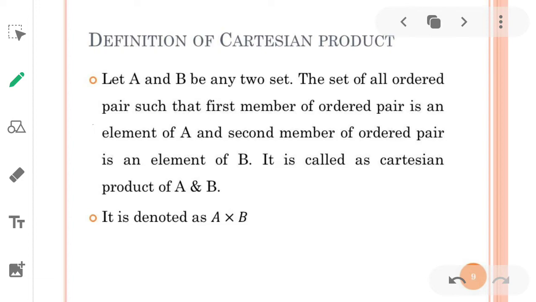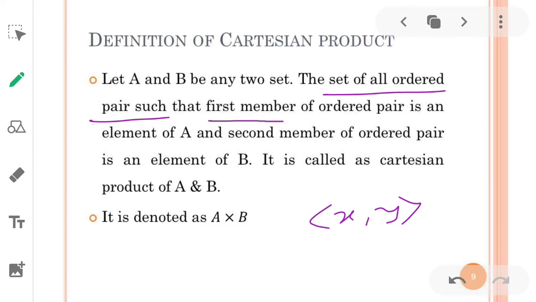So based on the concept of ordered pair, the Cartesian product concept is there. So here, let A and B be any two sets. First of all, what is Cartesian product? It is set of all ordered pairs. So how are these ordered pairs formed? For example, we have seen x comma y. So how is the ordered pair formed?